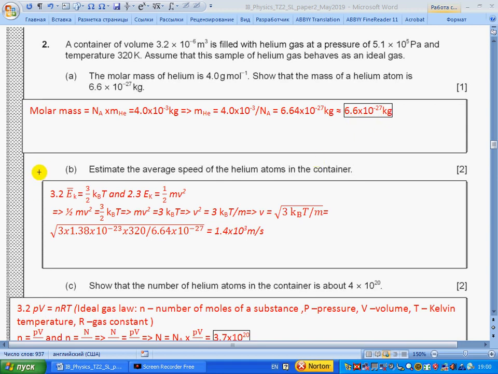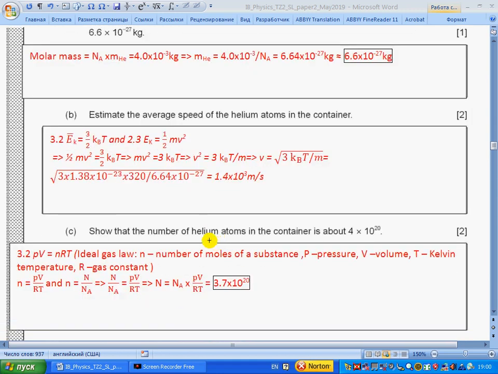Estimate the average speed of helium atoms in the container. Section 3.2, kinetic energy of a particle. And kinetic energy, on the other hand, is half mv squared. So half mv squared equals this expression, with k the Boltzmann constant kB. So all values we know, and rewriting for v with a square root, we find that the speed is very high, 1.4 times 10 to the third meters per second, to two significant figures.